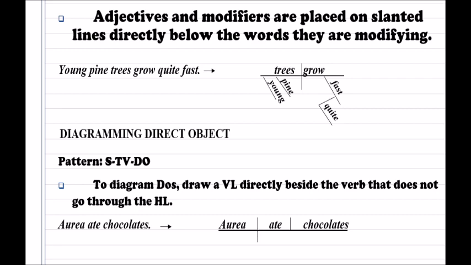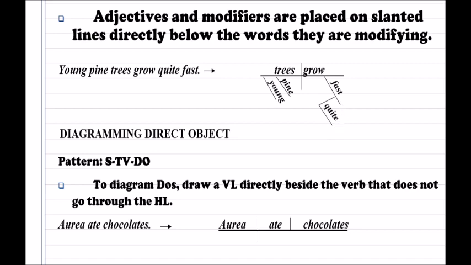Since these two words modify the word trees. Now, how about in grow quite fast? What modifies the word grow? Now you have to put a slanted line below the word grow, since fast modifies the word grow. How about quite? What word does it modify? The word quite modifies the word fast. This is a degree word that modifies the word fast. So you will put another slanted line directly below the word fast.